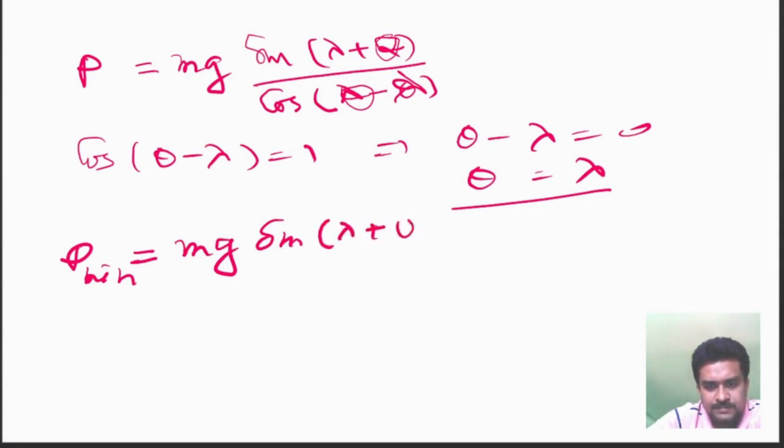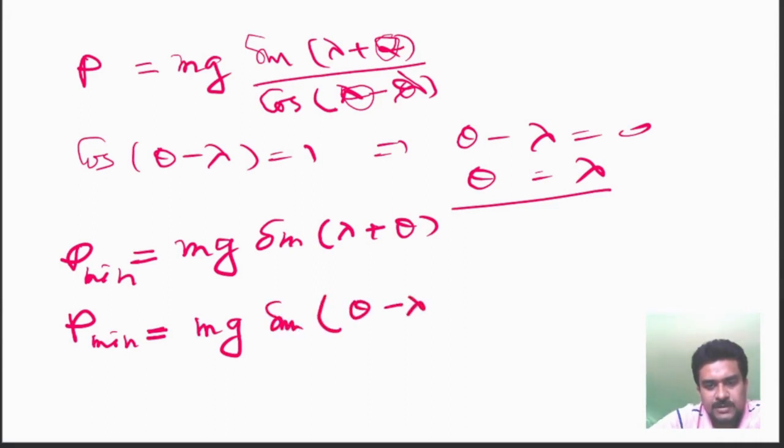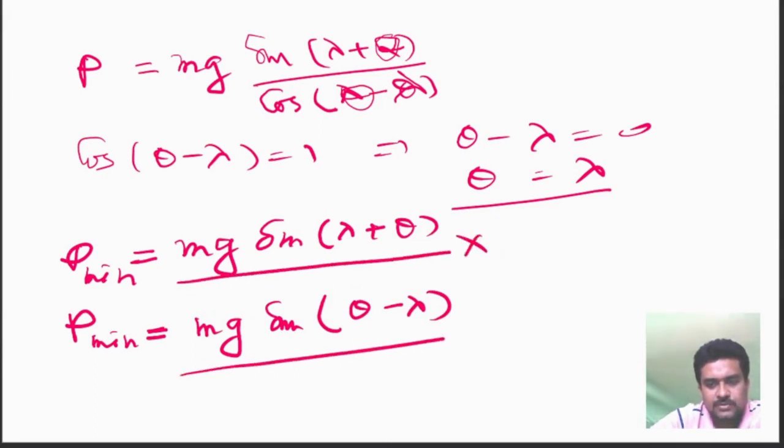In a similar fashion, we can also find out the minimum force in case of a body moving downward. So this will be equal to mg sin (theta minus lambda). So these are two important results, and you must remember those expressions.